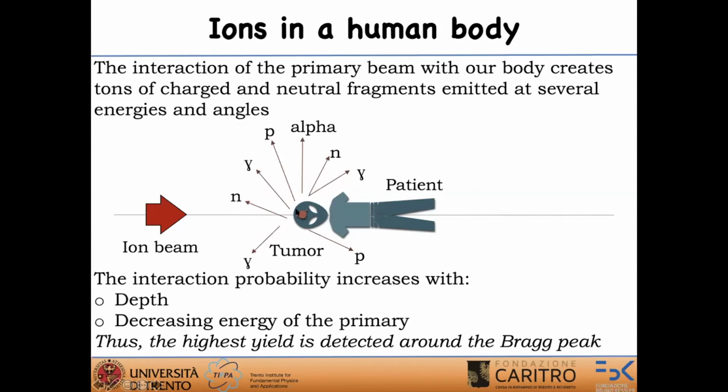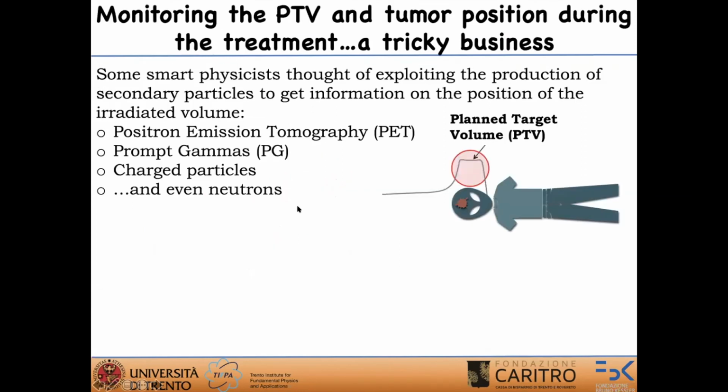The interaction probability increases with that. So you will have the highest number of particles produced at the tumor site, where the ion beam is at the lowest energy, so around the Bragg peak, where the tumor is. This idea, the fact that the highest fragmentation occurs in the tumor, has been exploited by some smart physicists to say, okay, if the highest production of particles is at the tumor, then by detecting these particles, we can track back and find out where the tumor is.